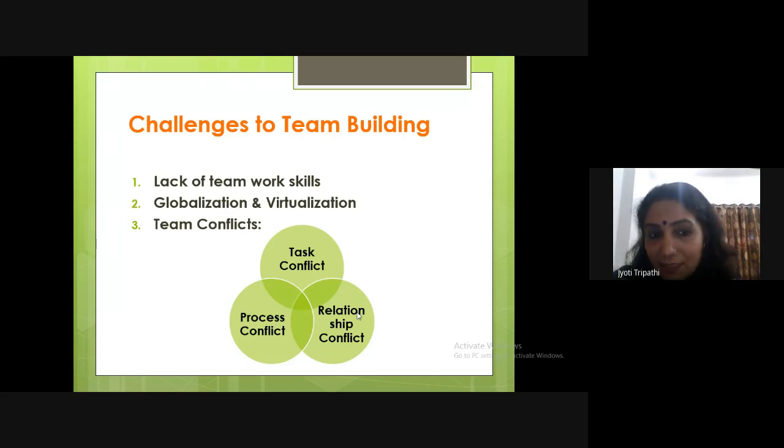So yes, let's see the hampering points: lack of teamwork skills, globalization and virtualization, and team conflicts. There are various teamwork skills or team skills, we may say: interpersonal skills, communication skills, we may even include life skills. And there are other things like giving and receiving support, communicating well, creating a happy and harmonious environment. These all come under team skills.